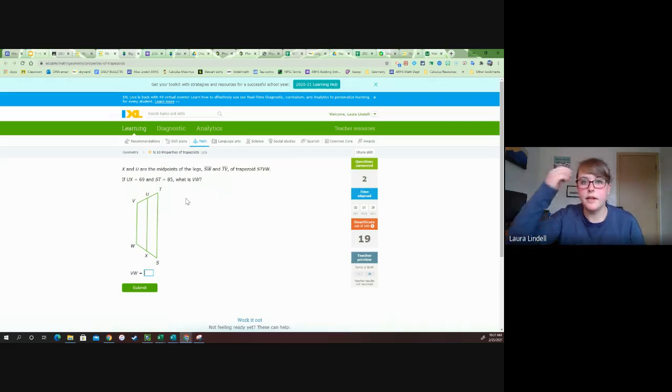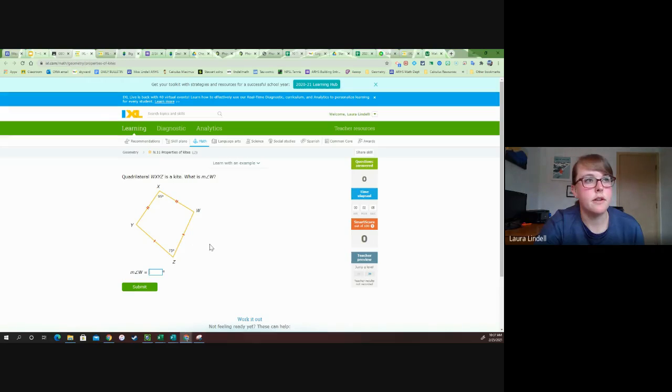Then we start getting into mid segments. So this would be the mid segment here. And it tells me that UX, the mid segment, is 69. ST, one of the bases, is 85. So this is where we have to go 85 plus X, the other base, is equal to 69. So that's going to be just like that second example that we did under the trapezoid mid segment problems. Okay, so that's going to be mostly the kinds of problems that you see on your properties of trapezoids 1.